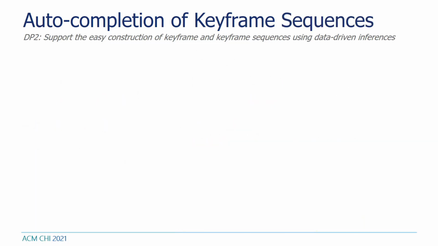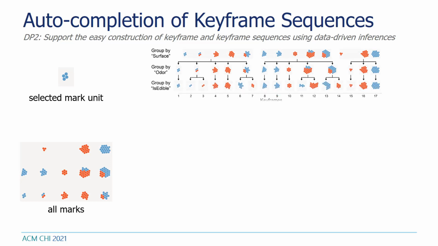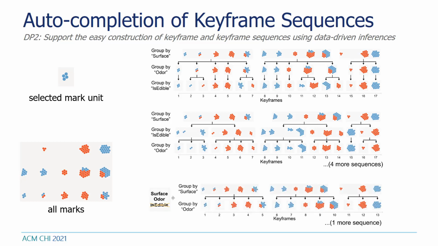Here we use another example to explain the suggestion of animation sequence. The selected mark unit and all marks are different in 3 data attributes. To generate all possible animation sequences that start with the selected marks, CAST enumerates all possible sequences by iteratively permuting and filtering those attributes. Here, the marks can first be grouped by surface, then odor, and finally is editable to generate all keyframes. And there are 5 more possible sequences according to the other 5 permutations, and 2 more after figure out is editable, according to effectiveness ranking.